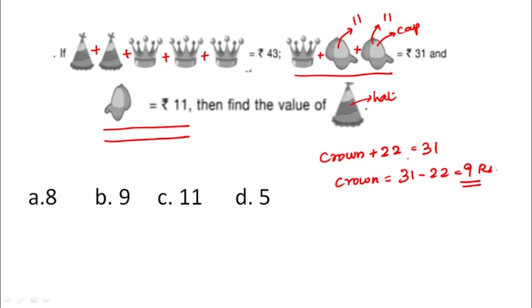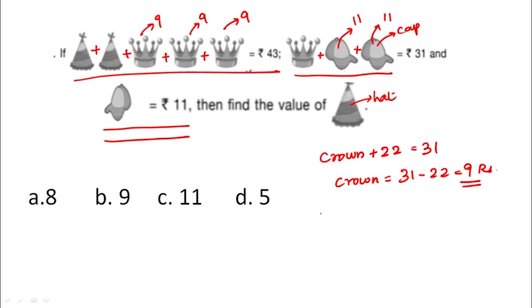And now what are they asking? They are asking you what is the value of the hat. Here in the first information that is given to us, see, value of 3 crowns and 2 hats is 43 rupees. We know 1 crown costs 9 rupees. So this is 9, 9, 9. So what is the cost of 3 crowns? Cost of 3 crowns is 27 rupees.